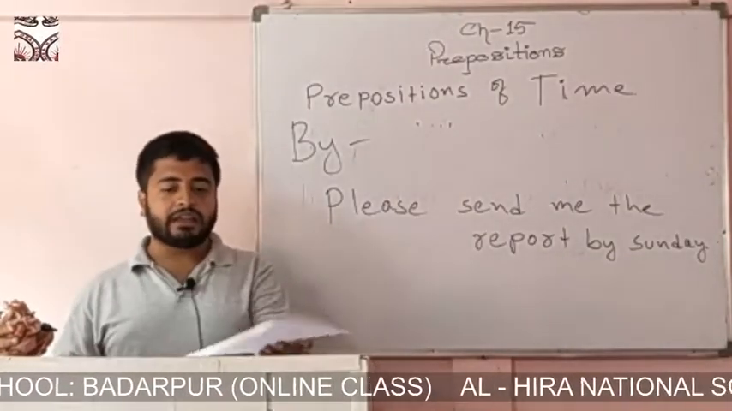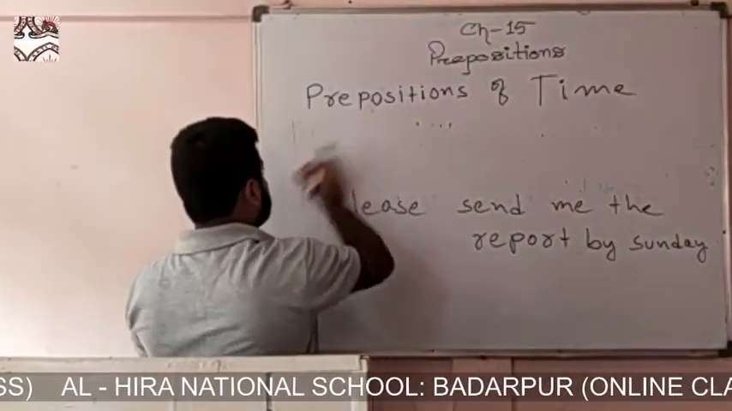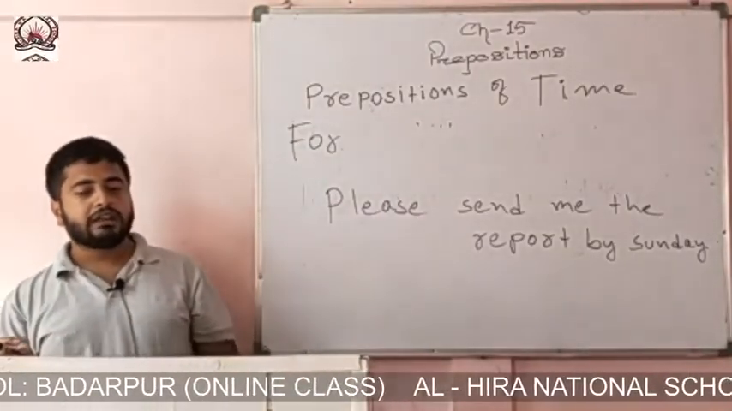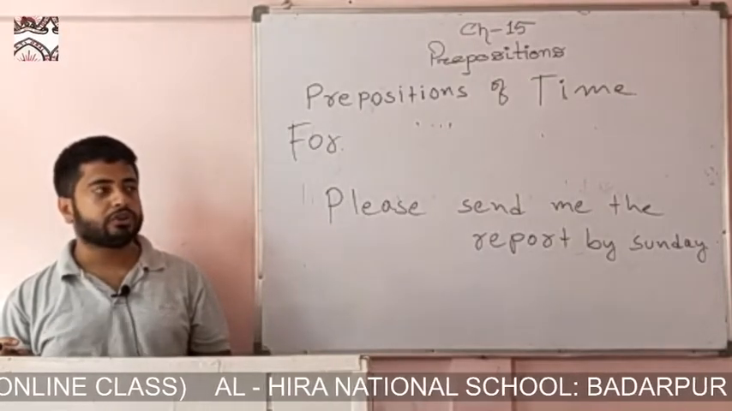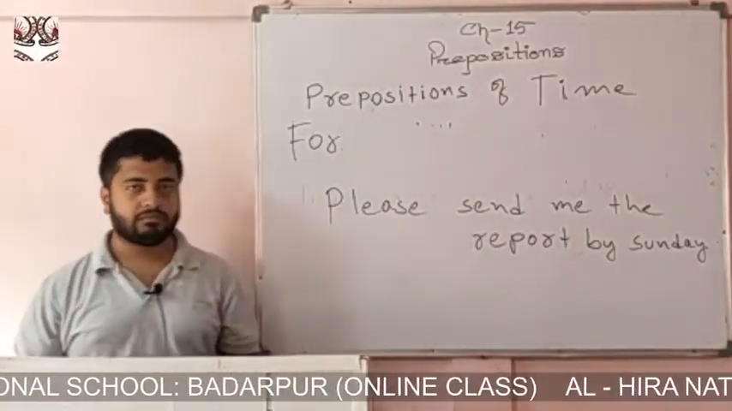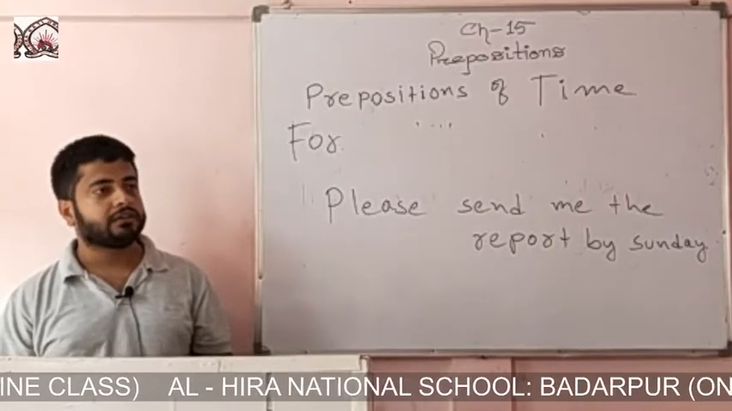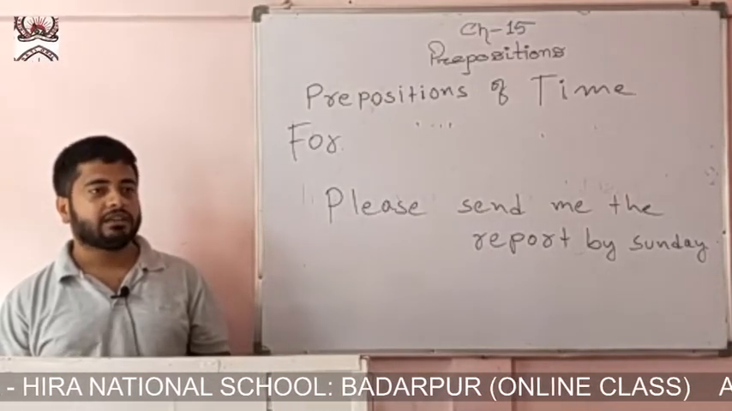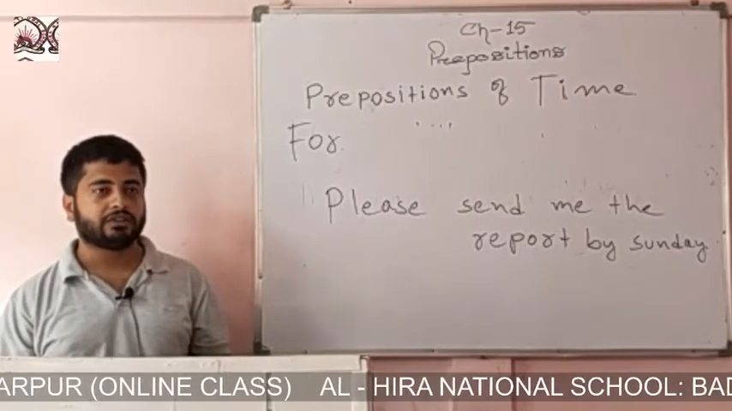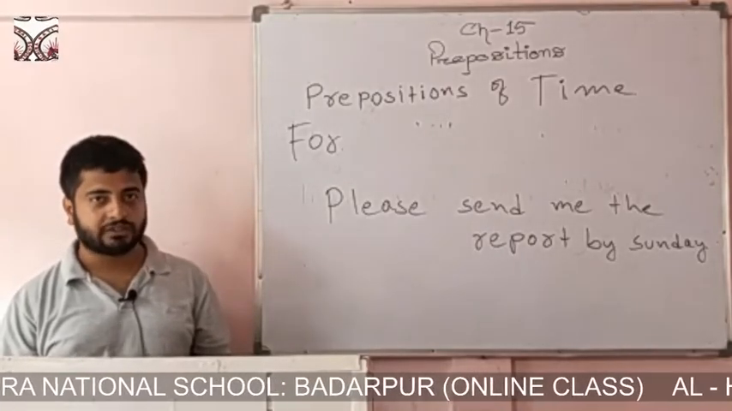So the next preposition is for. Where to use the preposition for? For is used for a period of time. For example, I have been waiting. If you have studied tenses, in the present perfect continuous tense we use since and for.